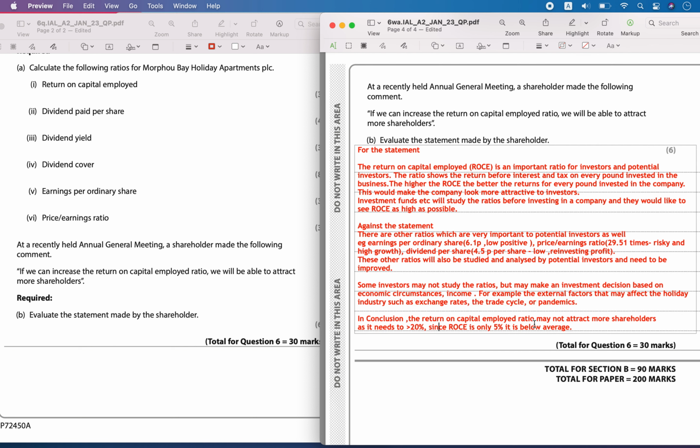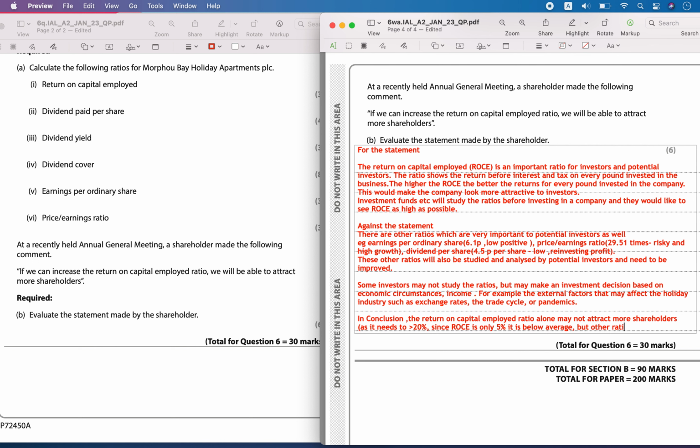So in conclusion, you have to give a conclusion. The return on capital employed ratio alone may not attract shareholders. It is not the only ratio. Usually it needs to be greater than 20%, and you can say that because in this case the return on capital employed is very low, below 5%. It needs to be improved.